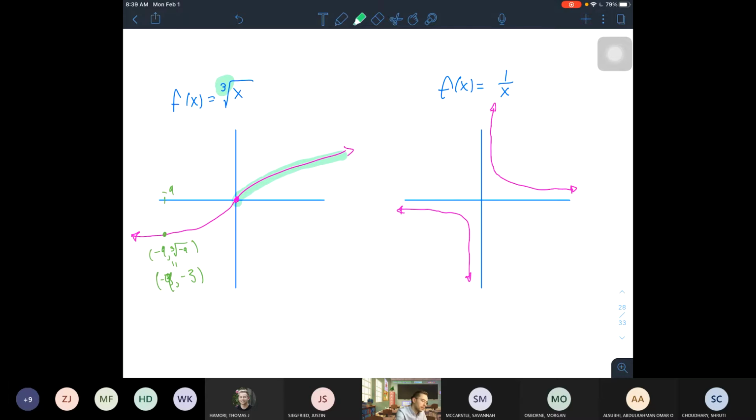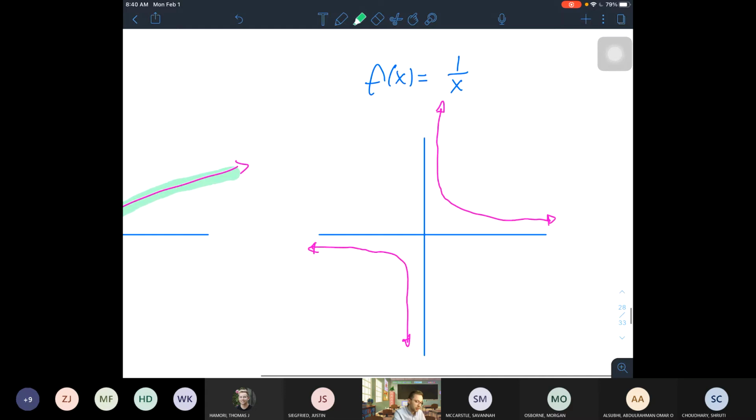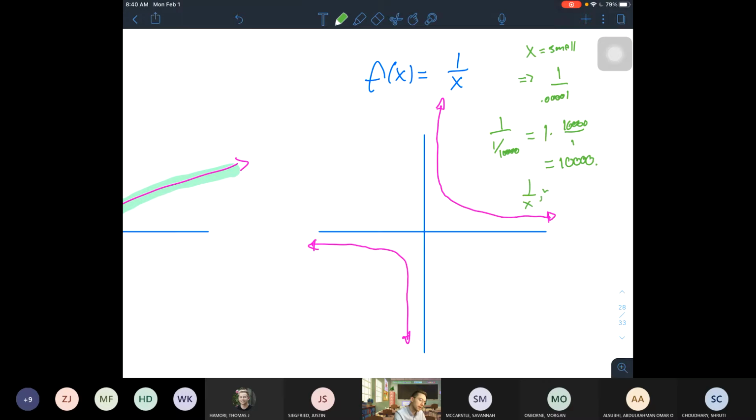Okay, then 1 divided by x. This is where I kind of had to speed up a little bit, so let me go back and talk more about this. When x becomes small, when we divide 1 by a really small number, you can practice this on your calculator. You divide 1 by like 0.00001. That's like doing 1 divided by 1 over 10,000, which would be like doing 1 times 10,000 over 1, which would get us 10,000. So when x gets really small, we see that 1 over x is big.